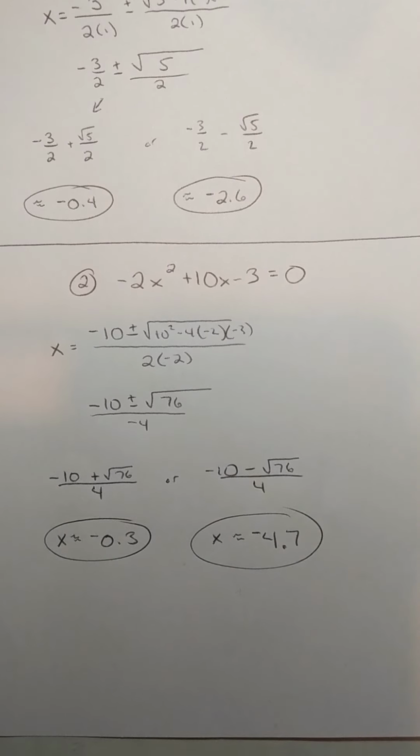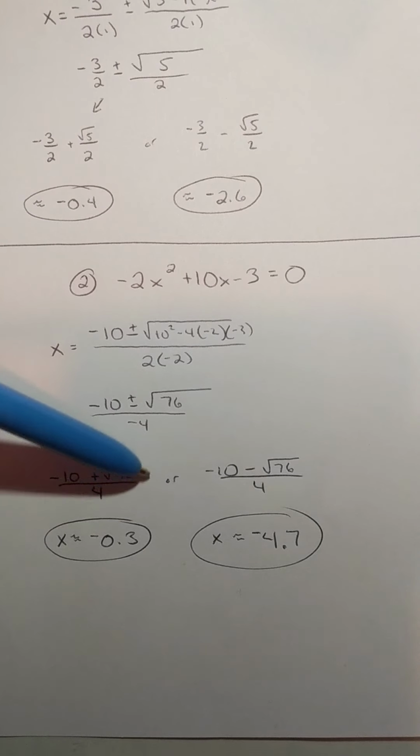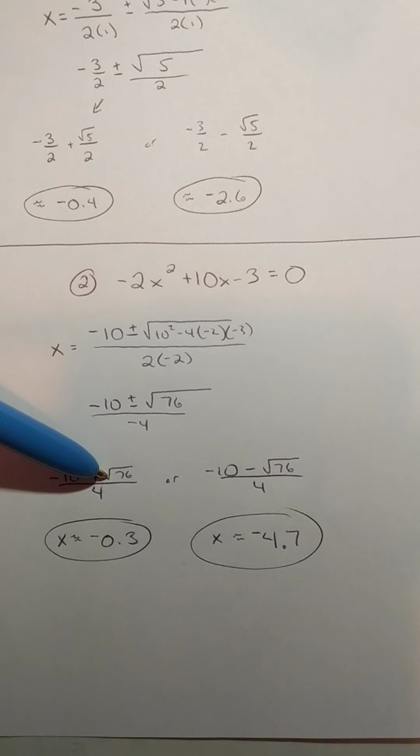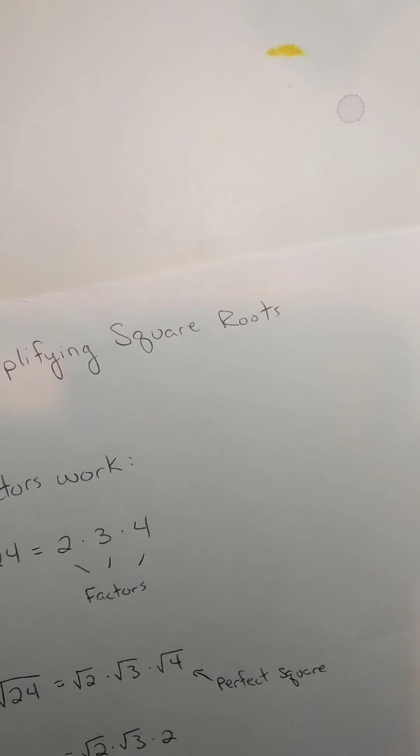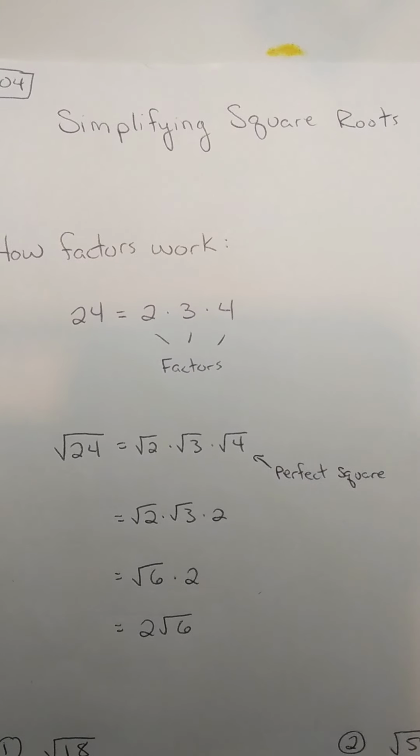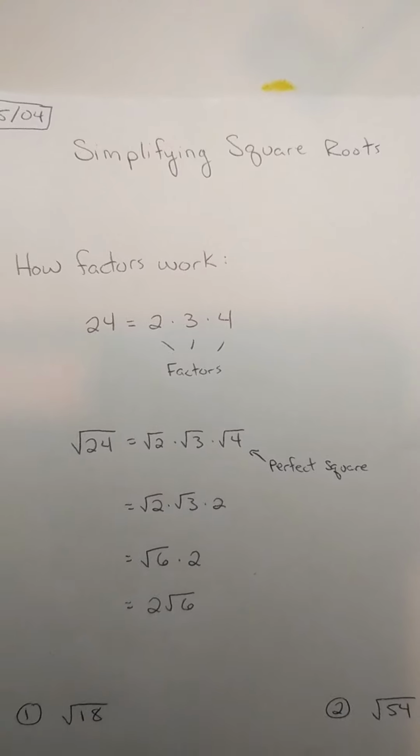Now what I want to talk about today are these radicals right here. Now can this be simplified? And so what we're going to be getting into is how to simplify this square root, and then what happens if we have a negative inside. So first, let's talk about simplifying square roots.